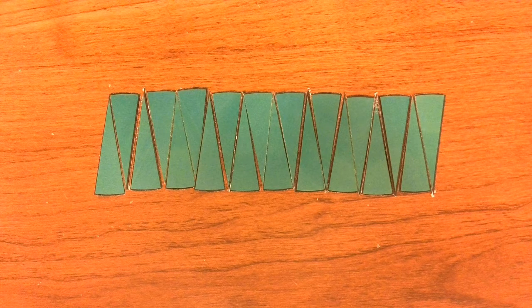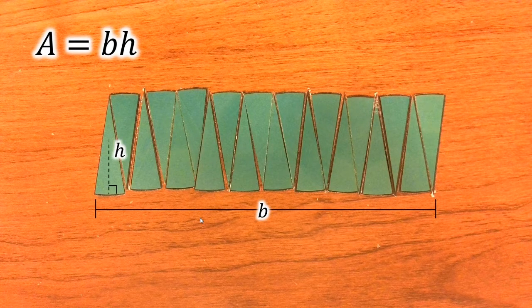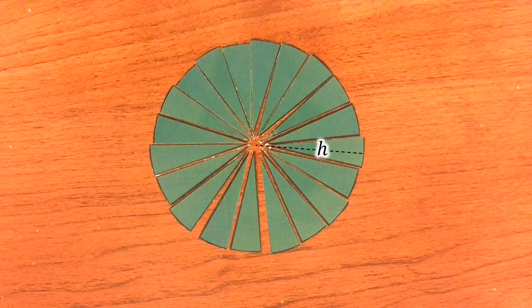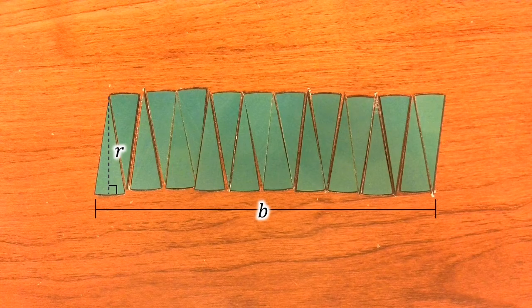Now the area of a parallelogram is base times height. This would be the base and this would be the height. Now where would we find this length, the height of the parallelogram, in the original arrangement of the circle? It'll be here. What do we call this length of the circle? Radius. So the radius would be the length of the height of this parallelogram.